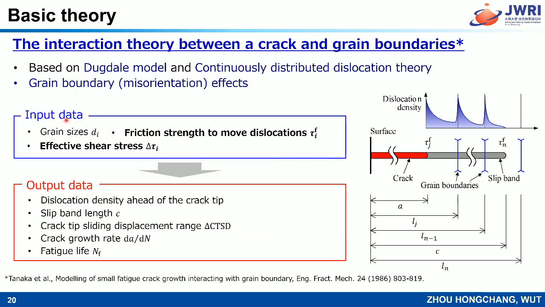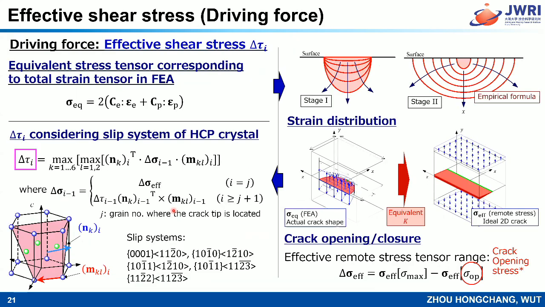And the input data of this model is very simple. We only need to get the grain size and the friction strength to move the dislocation, and the effective shear stress. And the output data of this model is the dislocation density ahead of the crack tip, and the slip band length C, and the delta CTSD, and also the da/dN. And finally, we can obtain the fatigue life Nf. And the very important parameter of this model is the crack driving force. That is the effective shear stress. So we show the procedure of how to obtain this parameter.